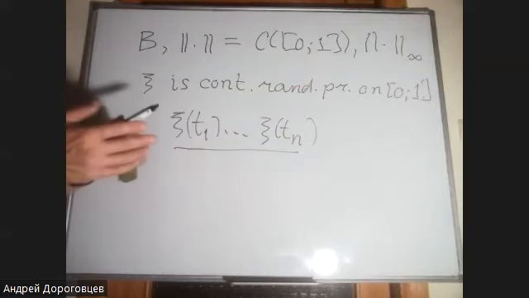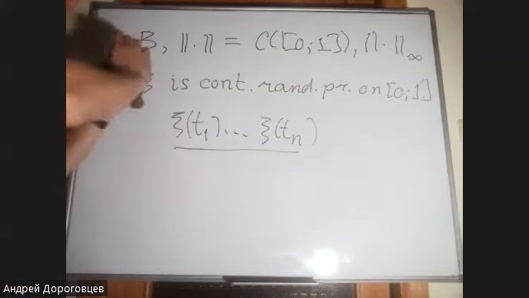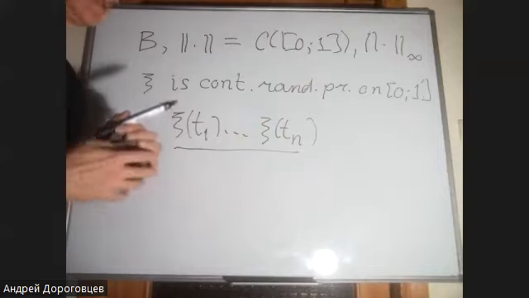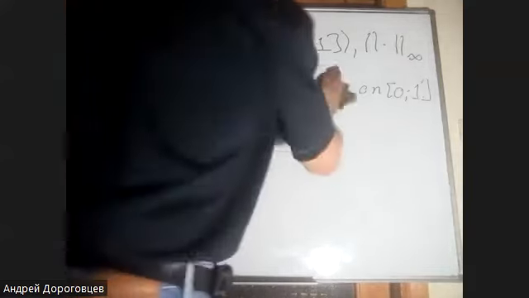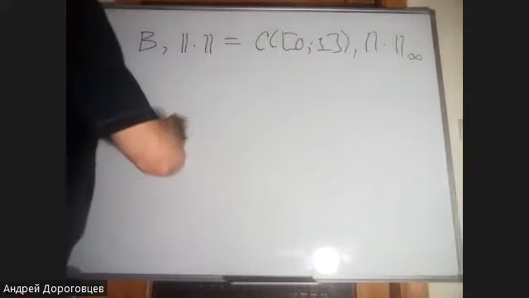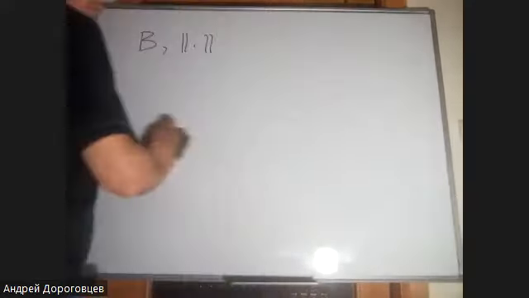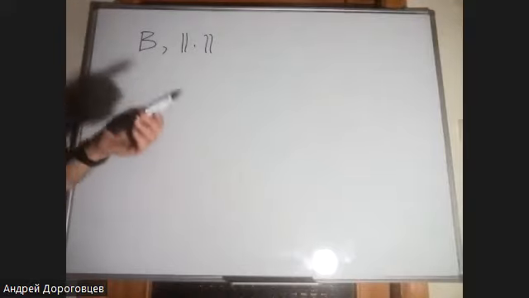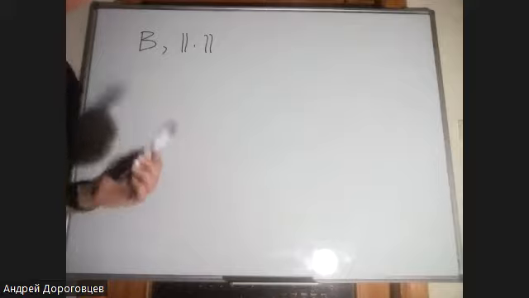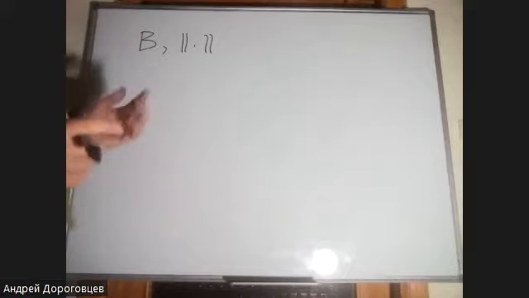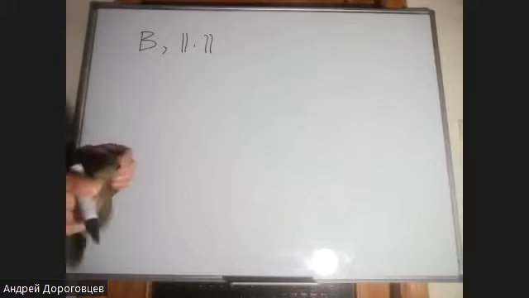Maybe we can try to do the same here. So what will be the main idea? What can be the main idea when discussing random elements in the space B? Maybe we will want to have some value of the element at some point.